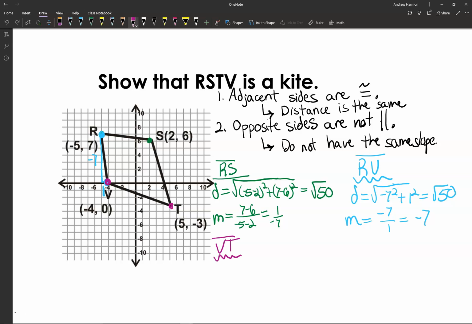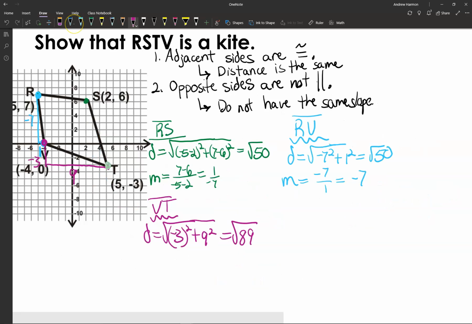V to T, same thing. Let's look at our slope first. So it's down 3, so it's negative 3. And then over a positive 9. So we get a distance of the square root of negative 3 squared plus 9 squared. And that gets us an answer of the square root of 89. And then our slope is going to be negative 3 over 9, or negative 1/3.